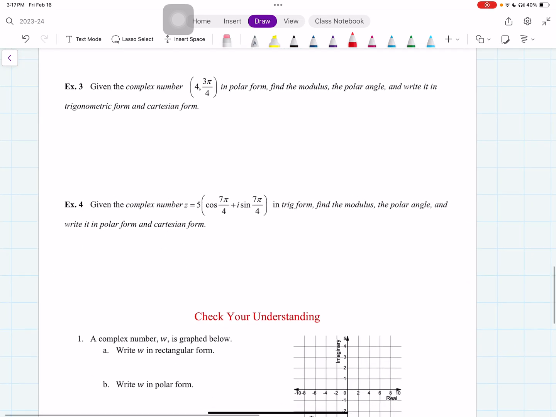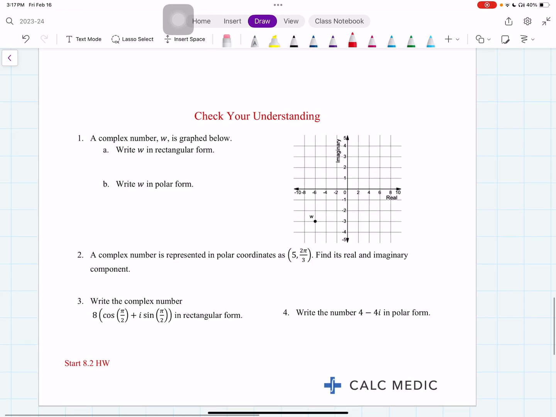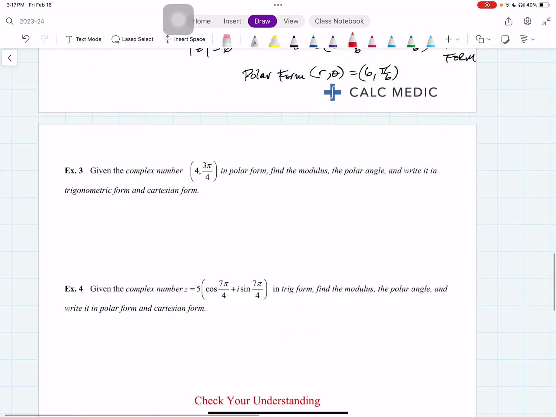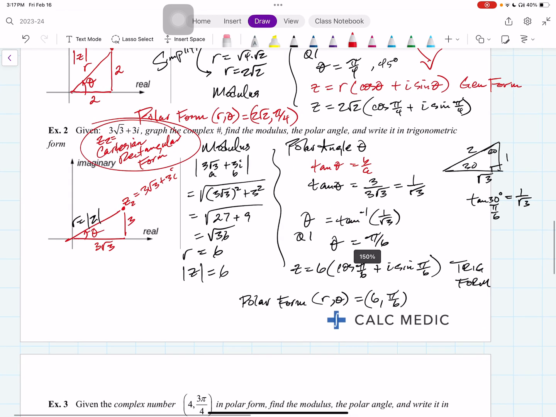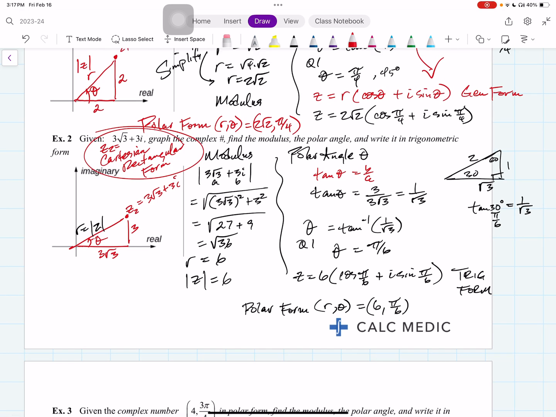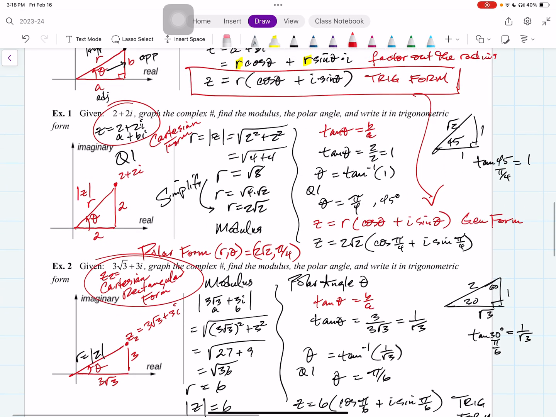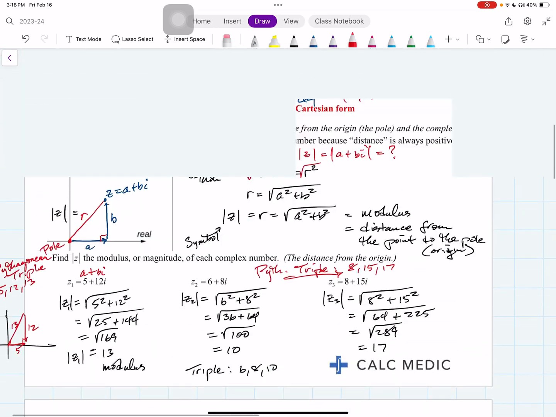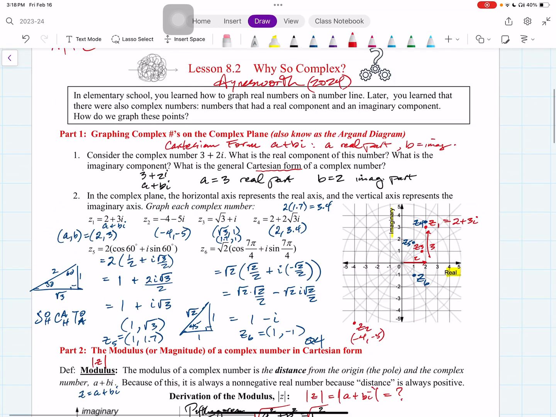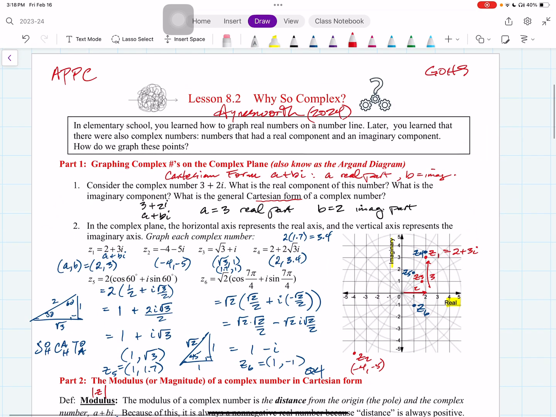So finish examples 3 and 4, do your check for understanding, and start your homework, okay? Because perfect practice leads to better understanding. Again, always check your work with mine. Go into Canvas and check it with the instructor's notes, and make sure you guys are doing a good job, all right?